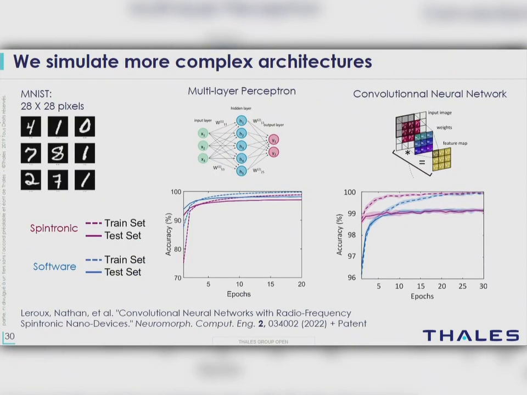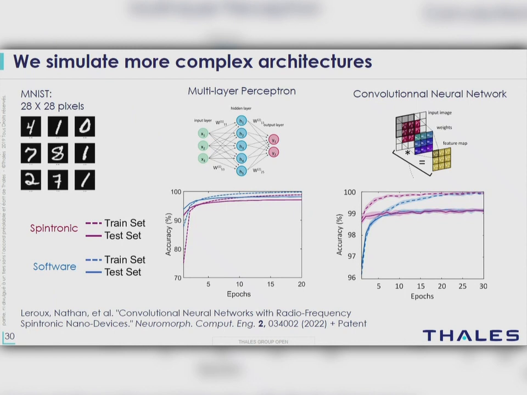So we have simulated larger architectures. So for instance, a large network with one hidden layer. So this is basically like the experiment, but with more neurons. And so we're able to do MNIST, which is a task that's similar to digits, but larger, 28 by 28 pixel images. And you see, again, we do as well as the software neural network.